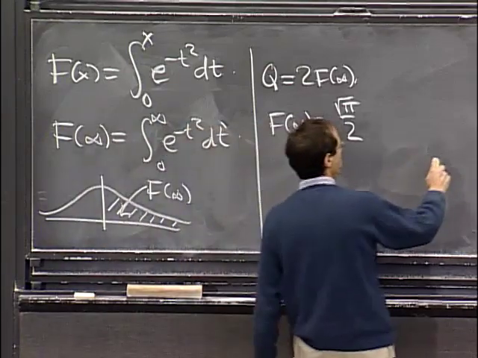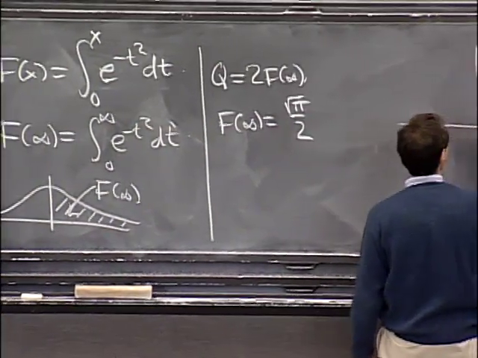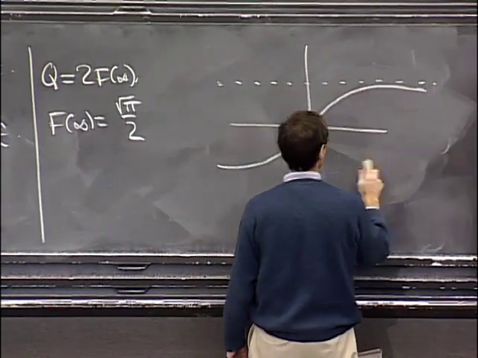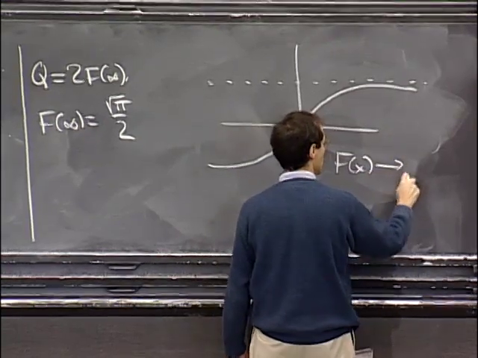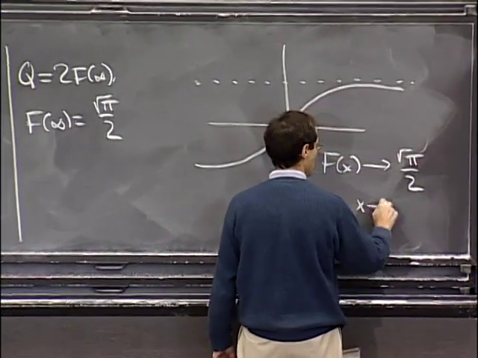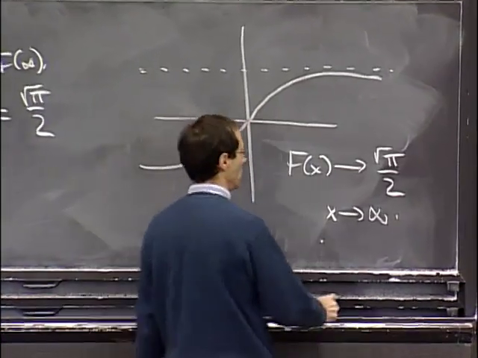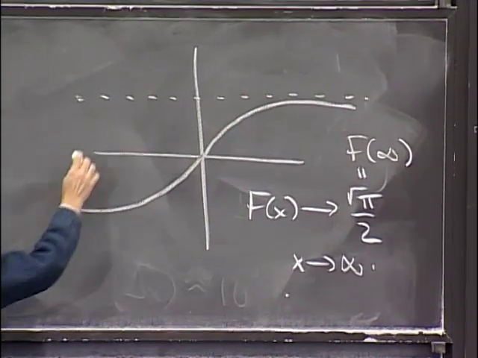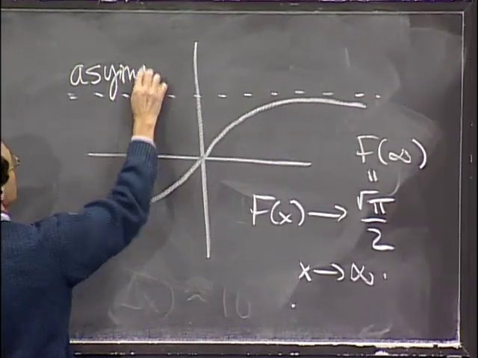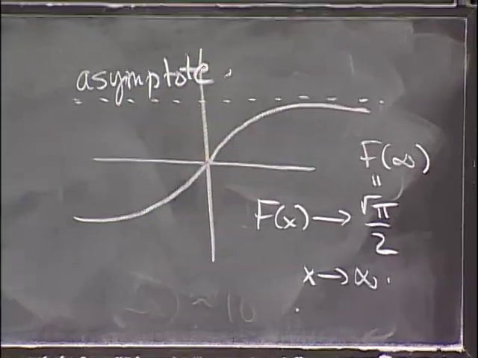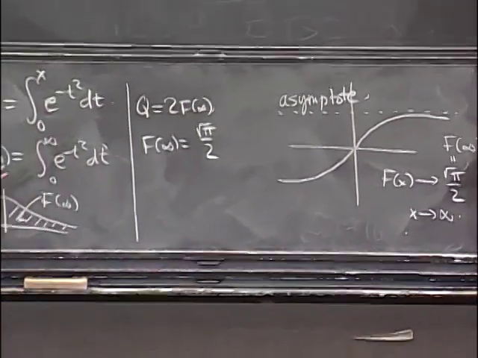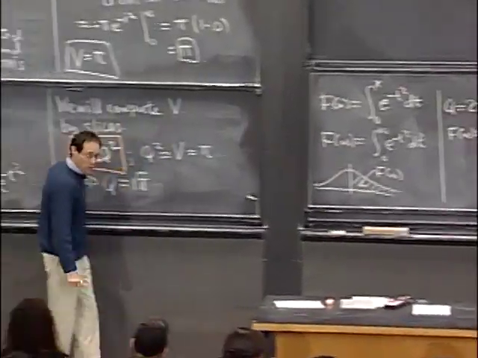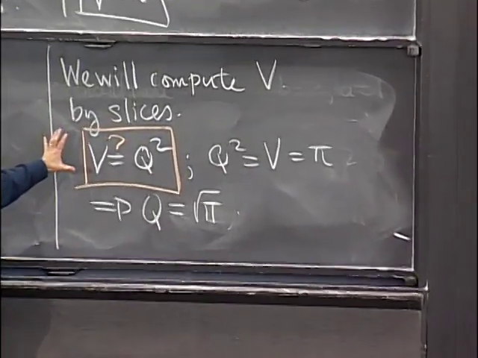And that was the thing that I drew a picture of on the board, namely the graph of f looked like this. And there was this asymptote, which was the limit. f of x tends to the square root of pi over 2 as x goes to infinity. That was that limiting value, which is f of infinity. All right, so this is the asymptote. And now I've explained the connection between what we claimed before, which was quite mysterious, and what we're actually going to be able to check now concretely by making this computation.